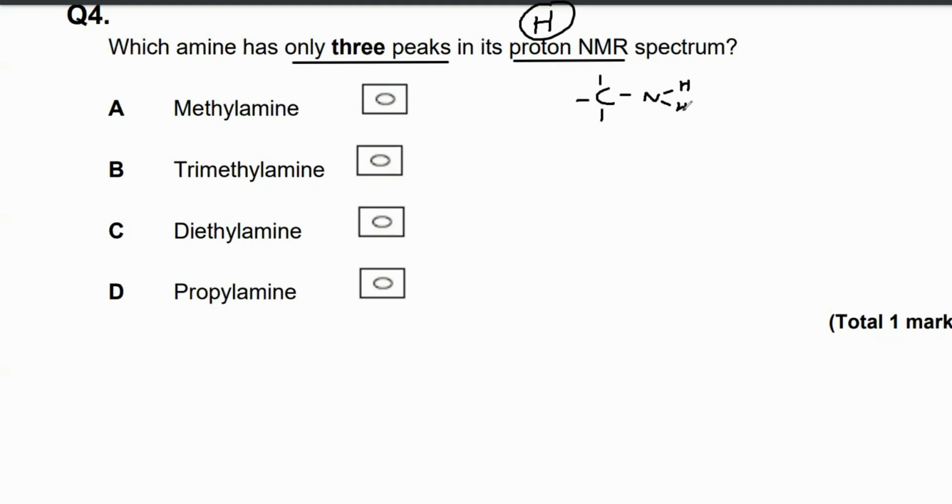All right, let's look at methylamine. So it's a methyl group attached to NH2, an amine group. How many different hydrogen environments? There's 2 different hydrogen environments. We've got the methyl group and the amine group. So this would get 2 peaks.